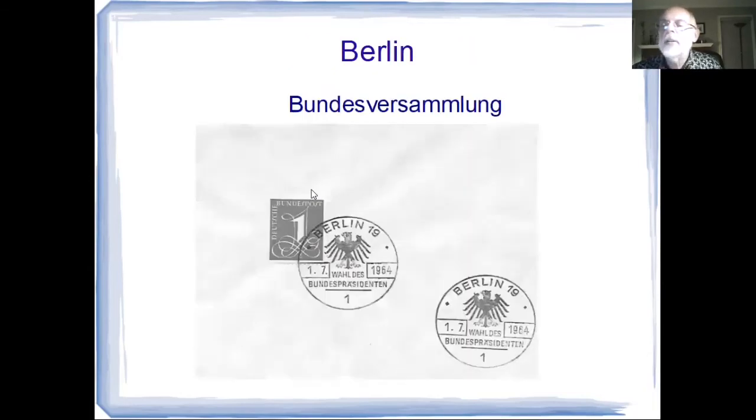Now, one other thing about Berlin, this is a stamp, or cancellation rather, commemorating the election of the President of the Federal Republic of Germany. Now, Berliners were not allowed to vote in the elections for the Parliament of West Germany because they were under allied governance. However, they were part of the West, and West Germany tried to show that Berlin is part of the West by having the election of the president in Berlin. So for that, they had this cancellation.